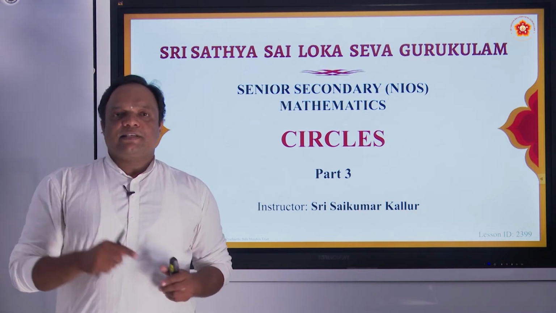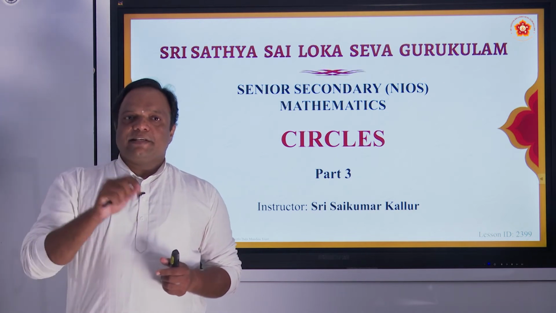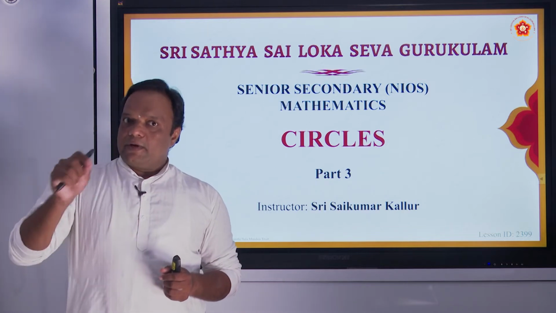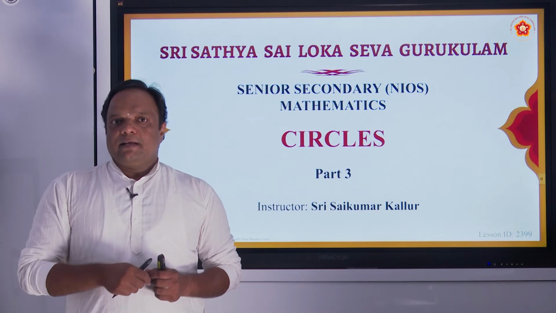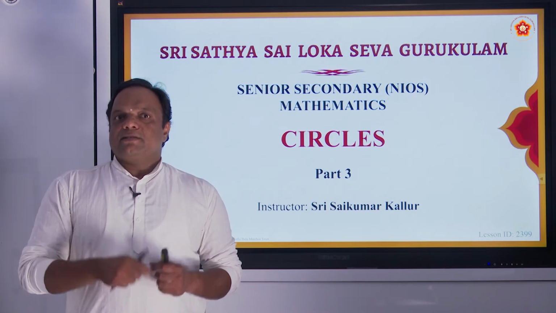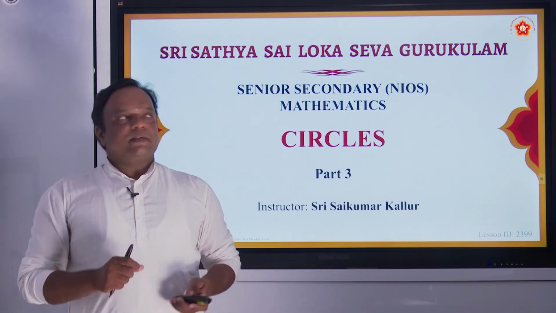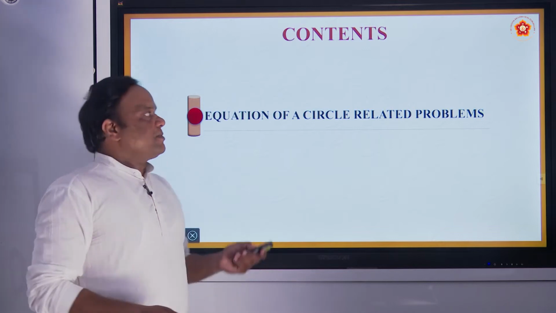So we saw in the last session the equation of circle, center radius form. When center is h comma k and radius is r, what is the equation of circle? When center is origin, meaning h is equal to 0 and k is equal to 0, what is the equation of circle? In this class, we solve some problems related to the center radius form equation of circle.